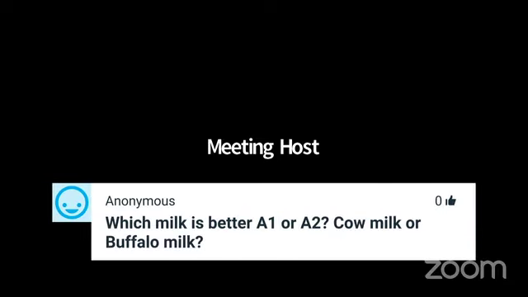Which milk is better, A1 or A2? Cow milk or buffalo milk? Yeah, A1, A2 I cannot comment because it is not yet scientifically proved. But buffalo milk and cow milk I can comment. See, since I'm a dairy business person, the entire dairy business is done on the total solid basis.